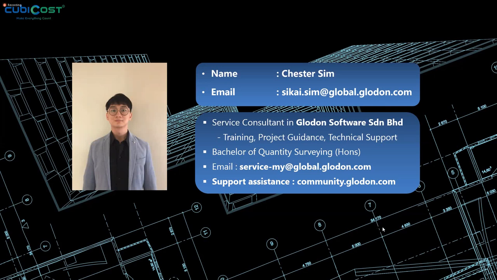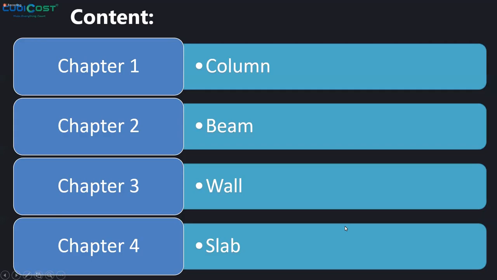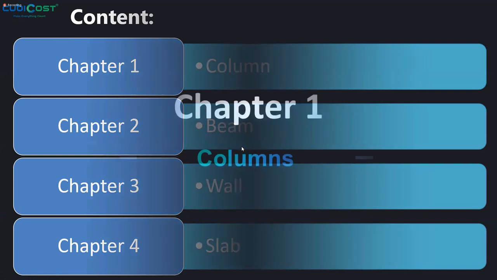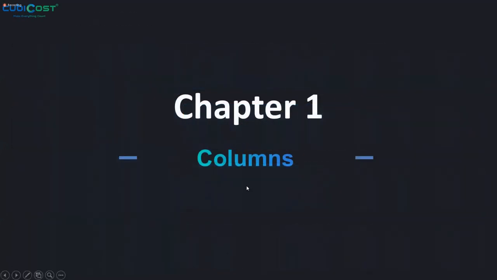So in today's topic, we will be touching on 4 chapters, which are commonly faced, or should I say commonly modeled in the construction industry, which are column, beam, wall, and slab. Basically, if you do a model, you are required to have all 4 elements as shown here. It's a must. All right. So in chapter 1, we'll talk about columns.